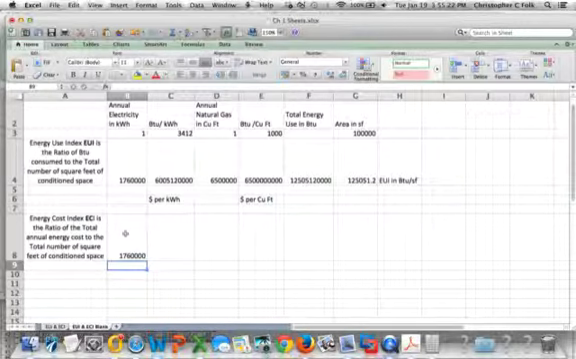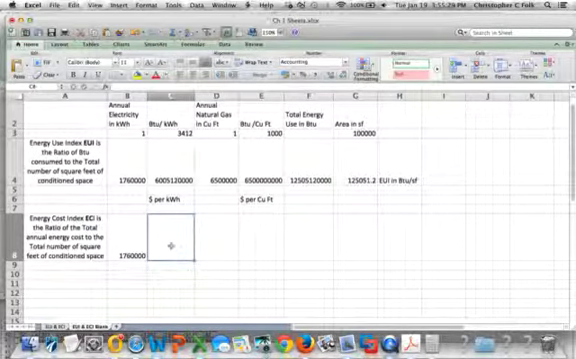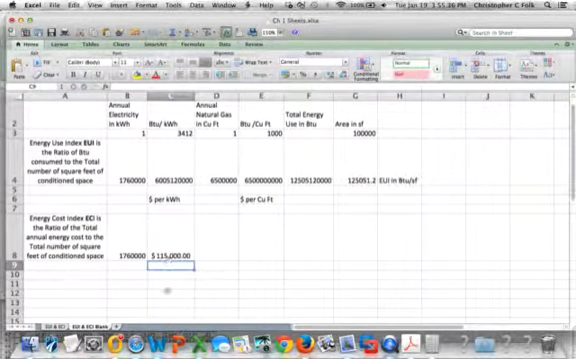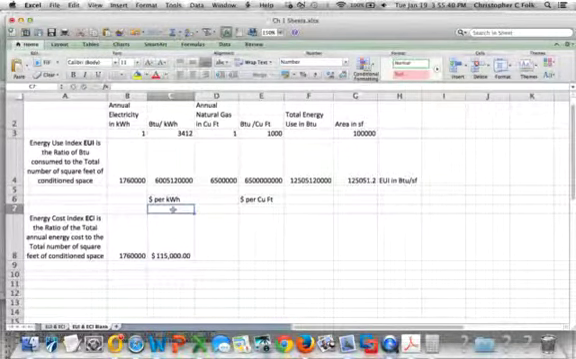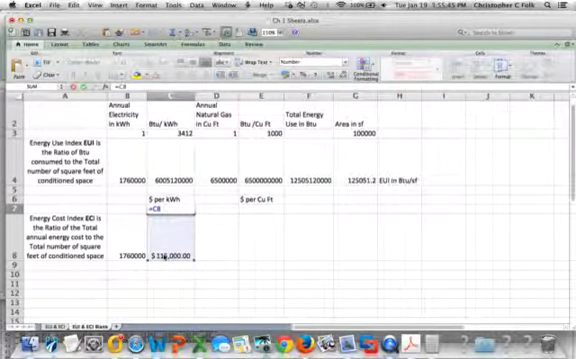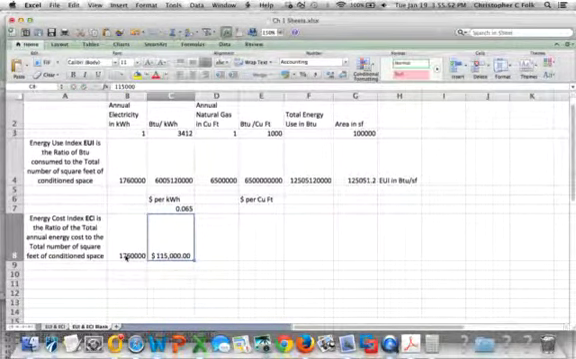So if I want to know what the cost per kilowatt hour is, in this spot here, I can put down what the annual cost was. That was 115,000. And if I would like to know what the cost per kilowatt hour is here, I can say that it equals 115,000 divided by 1.76 million kilowatt hours. And it tells me that it's 0.065.